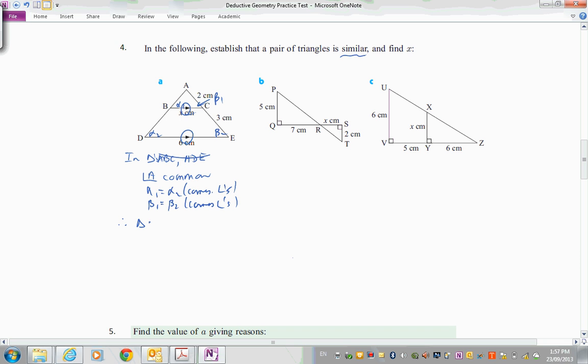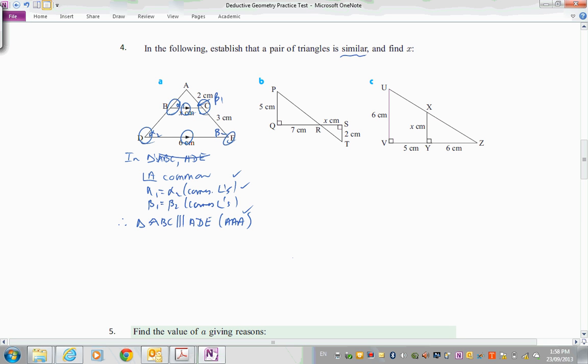Therefore, triangle ABC is similar to, let's put them in order, ADE. Got to have the match-ups of these here, C and E. They are similar, and the answer there is AAA, and then we have to find X. So we need to have 2 of those and the statement at the end. That's 3 marks. Let's have a look at the ratios now.